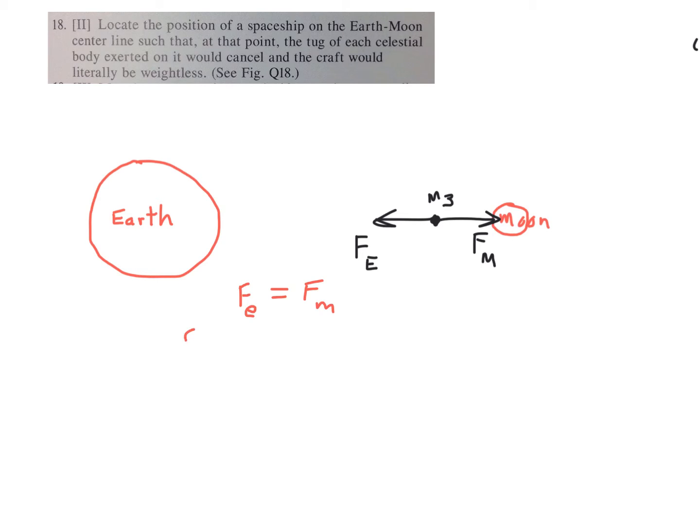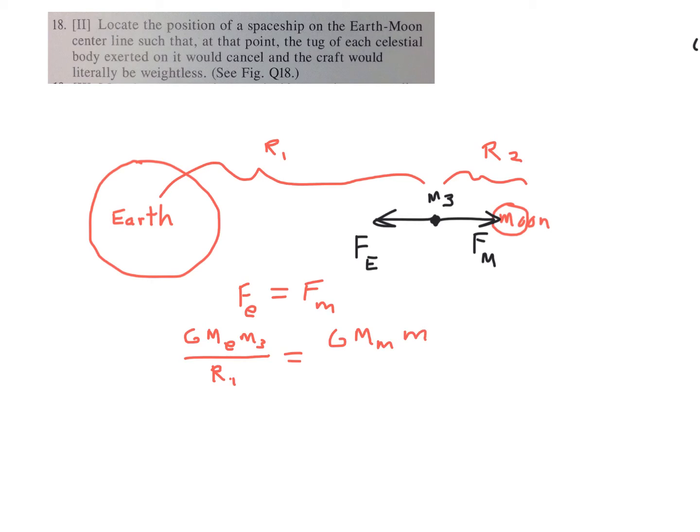In other words, that's G, mass of Earth, times the mass of the object over R squared. Well, it's not the radius of the Earth, but it's the radius 1. It's the distance from the center of the Earth to where we're at. Call that R1. And we'll call this R sub 2. So that's equal to G mass of Moon, mass 3, divided by R2 squared. Forgot the square over here on the left-hand side.